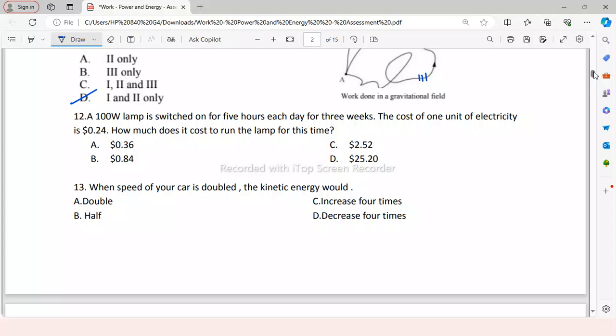Then a 100-watt lamp power is given. 100 watt is switched on for 5 hours each day for 3 weeks. टाइम मैं कितना लूँ, हर दिन 5 घंटे, और ऐसा 3 weeks किया गया है. 3 weeks में we have 21 days and हर दिन 5 घंटे. तो मैं अगर टाइम इन आवर निकालना चाहूँ तो all I have to do is multiply these values, right. We'll get 105 hours in this case.